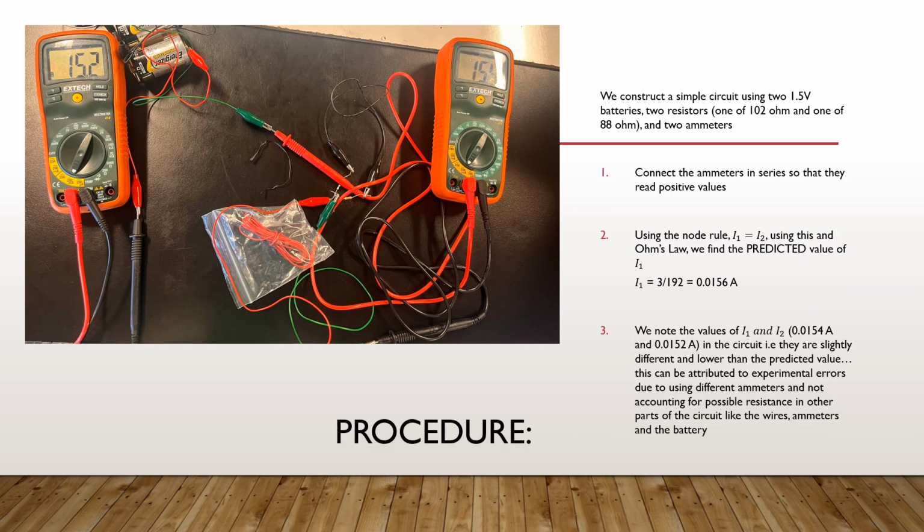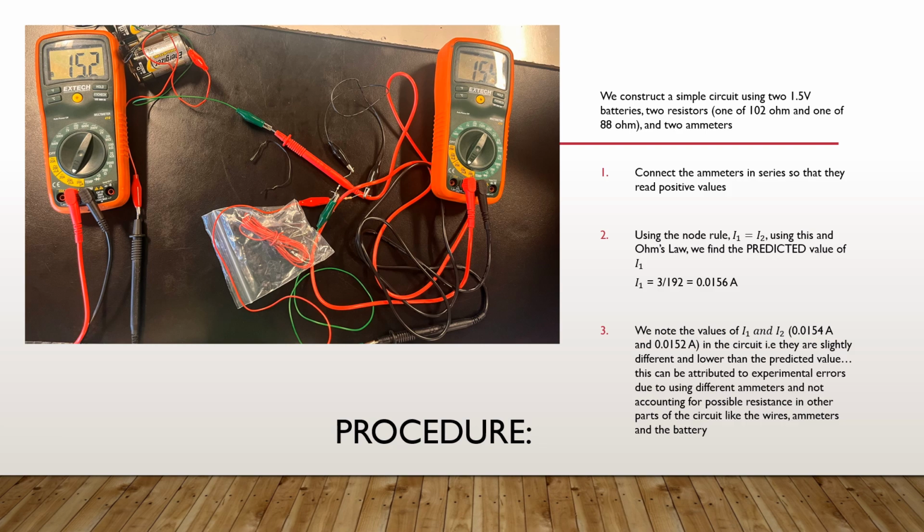We construct a simple circuit using two 1.5 volt batteries, two resistors, one of which was 102 ohms and one of which was 88 ohms, and two ammeters. We connect the ammeters in series in the lab as shown from the picture on the left. Using the node rule and Ohm's law, we predict that I1 should equal I2 should equal 15.6 milliamperes.